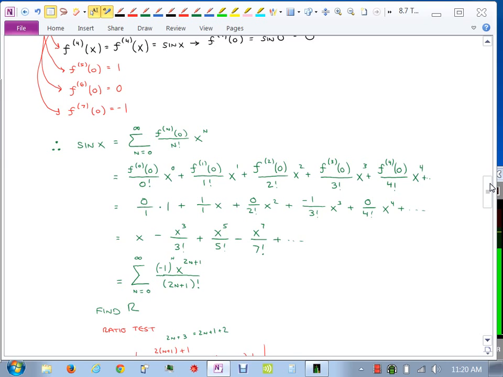Now, everywhere we have zeros, they go away, right? This one goes away, this one, and this. All the even powers go away, don't they? So what you're left with is the x, the negative 1 over 3 factorial x cubed, plus x to the 5th over 5 factorial minus x to the 7th, and you could keep going. Do y'all see that or not?